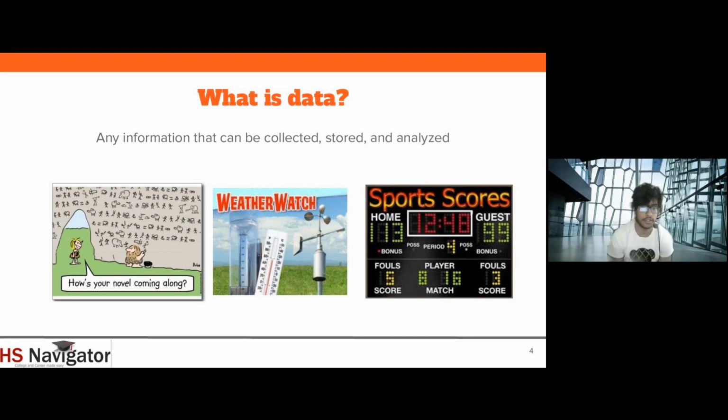And then other examples of data are weather watch, which is one of the more common examples, and even things like sports scores. For example, in a basketball game or a baseball game or anything, the live scores are collected, stored, and analyzed. So that is data.